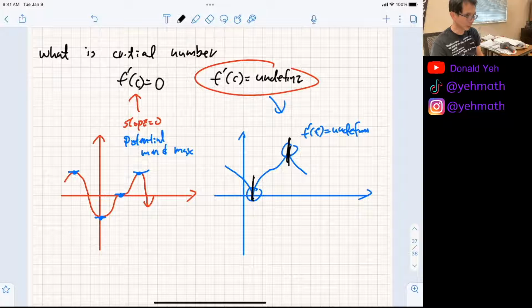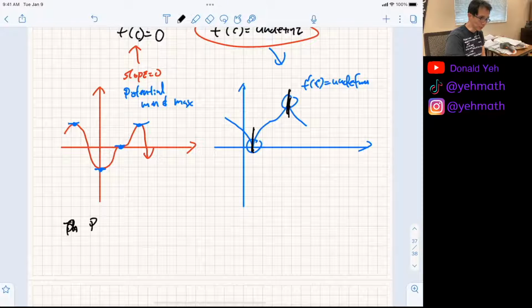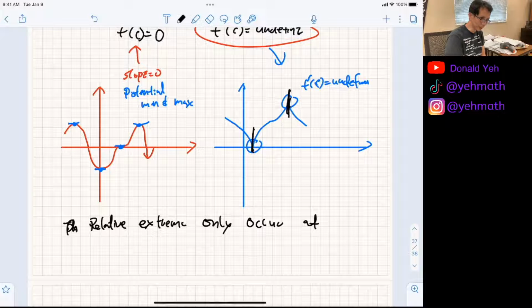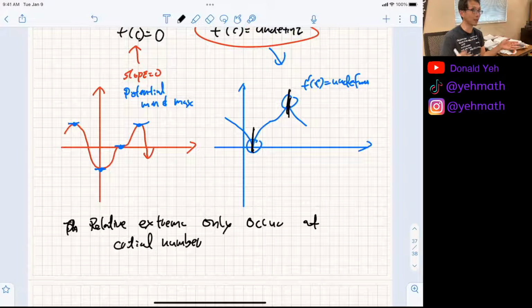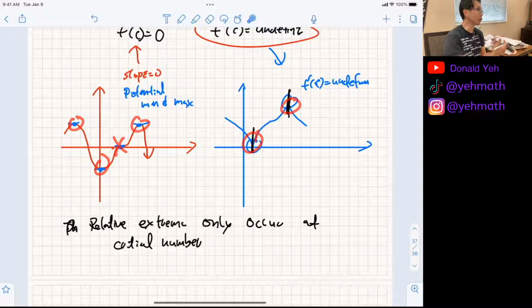So does that make sense? Now, there is a reverse theorem. We call it: relative extrema only occur at critical numbers. This is just a statement I want to say. If it's already a relative min or relative max, then it has to be at those points: the derivative has to equal 0, or the derivative has to be undefined. But not this other case, right? If I already told you it's a relative min or max, it has to be a critical number.